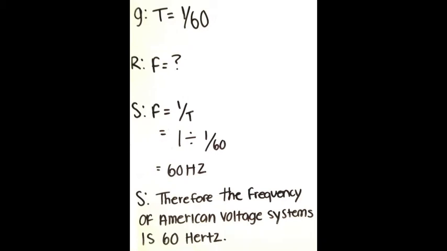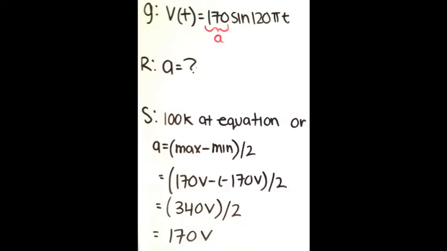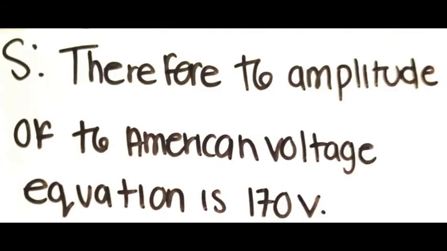Next, we're solving for frequency. Our given in this case is period, as period is the reciprocal of frequency. Therefore, the frequency is 60 Hz. Lastly, we need to determine the amplitude. As we discovered when searching for the max or min, amplitude is right in the equation, represented by the value a. However, there's also an equation if you'd like to confirm this. Amplitude is equal to the max minus the min divided by 2, which is 170 volts minus negative 170 volts divided by 2, which is 340 divided by 2, which is indeed 170 volts.